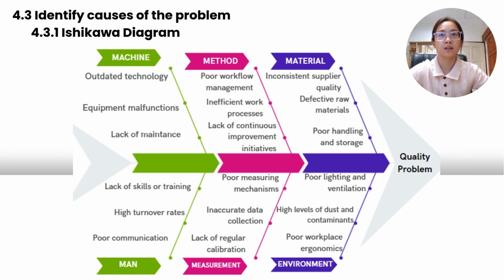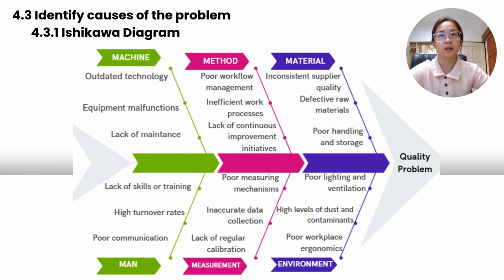Now I'll be continuing to identify the causes of the problem with the Ishikawa diagram, which is known as the fishbone. The machine category includes issues related to outdated technologies, equipment malfunctions, and lack of maintenance. Outdated technology contributes to frequent breakdowns and inefficiencies, making it difficult for Plexus Co. to maintain consistent product quality.